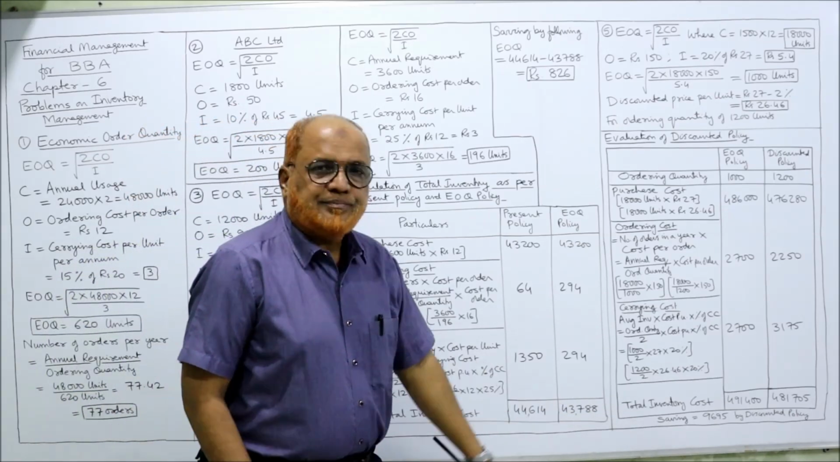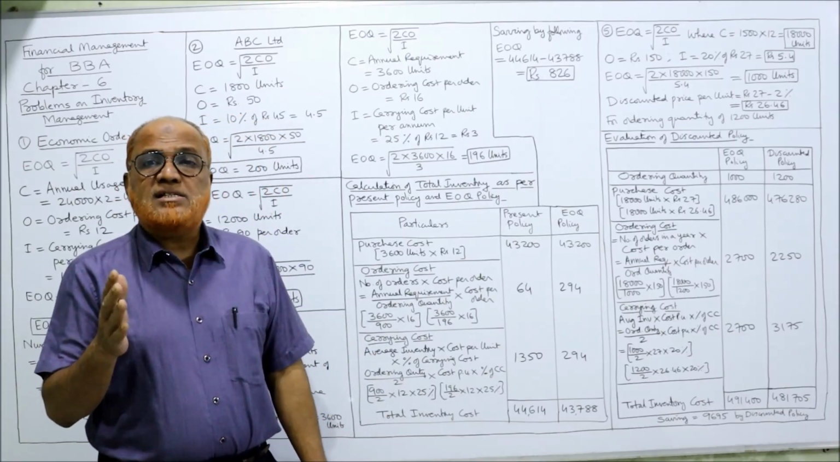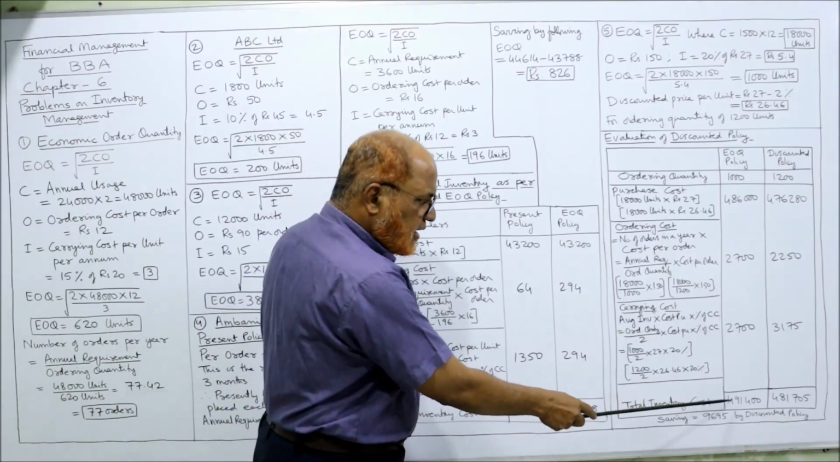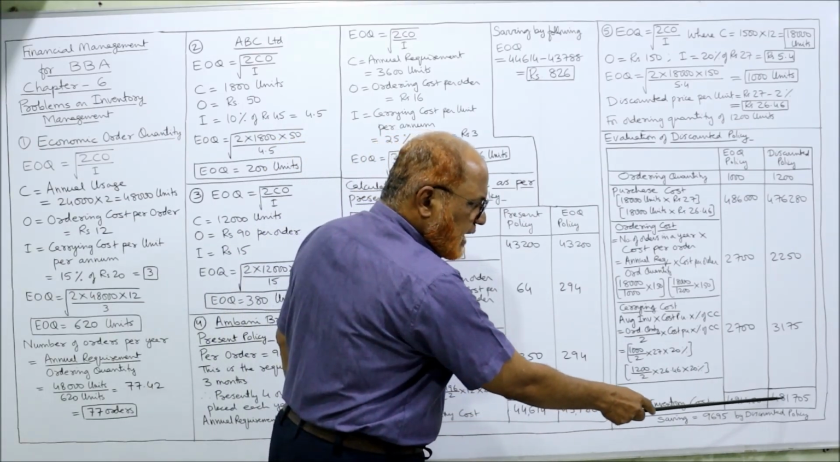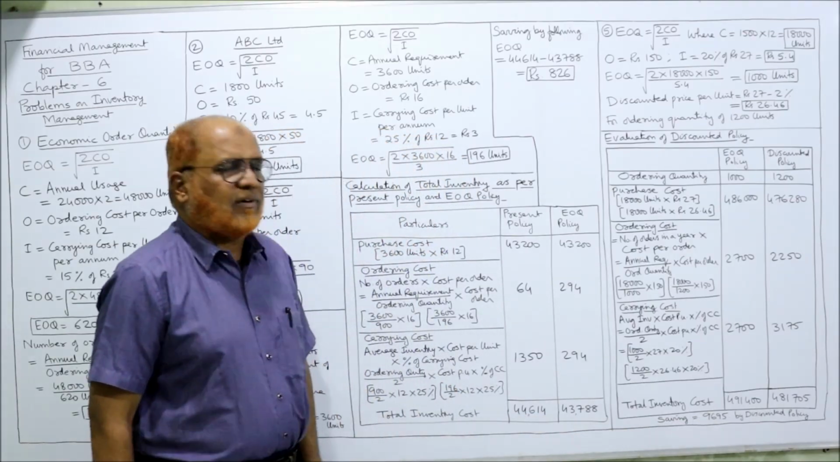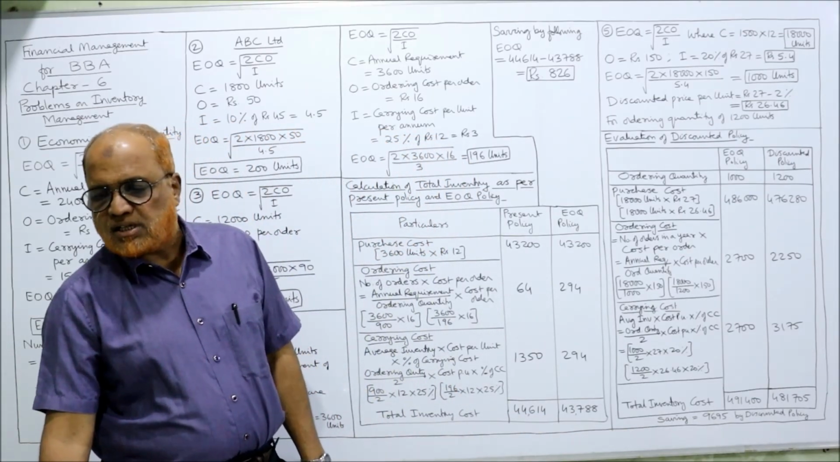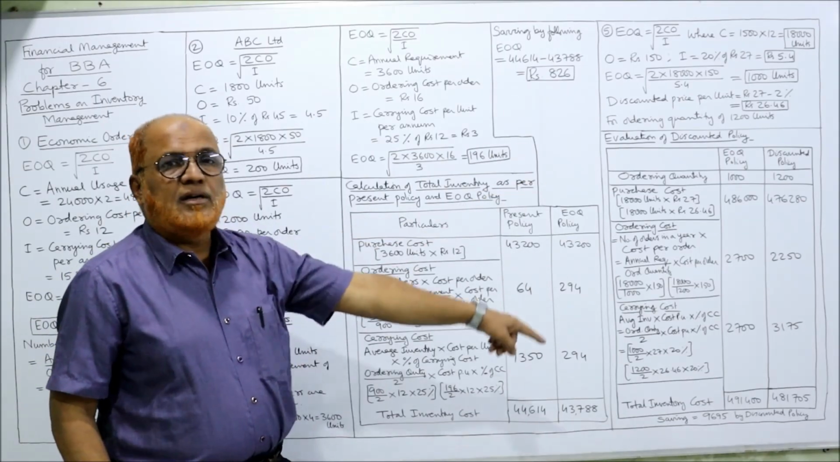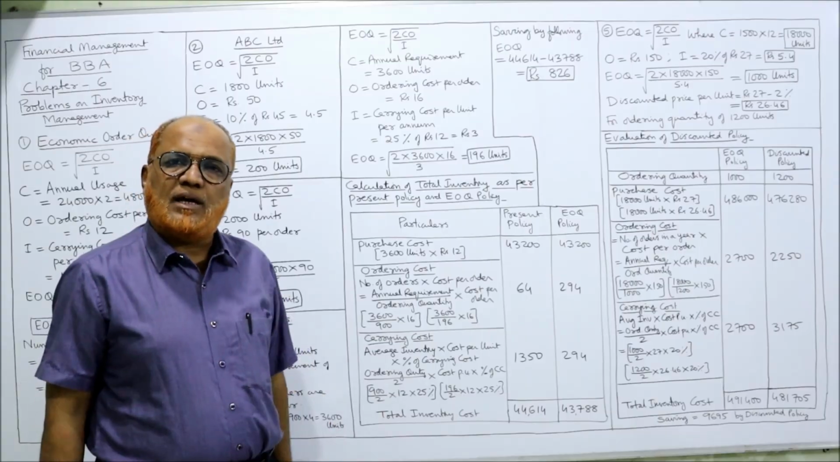So how much does the company save by following the discounted policy? 4,91,400 minus 4,81,705, you will get 9,695. So 9,695 can be saved by following the discounted policy. That's all.